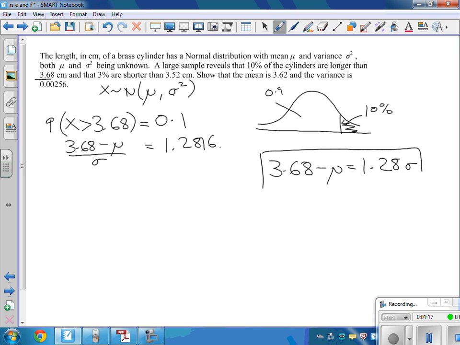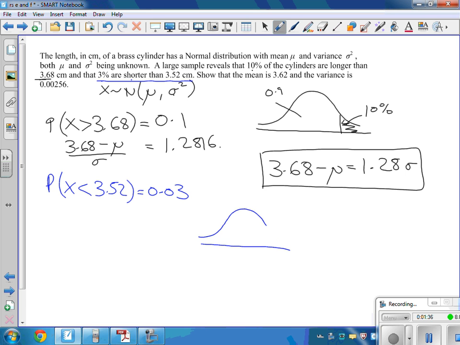Let's park that there for a minute. We'll come back to it in a second. Now let's interpret the second part of it. 3% are shorter than this much. So the probability that x is lower than 3.52 is just 3%, 0.03. Right, tiny. Just 3% down here are shorter than that value there.